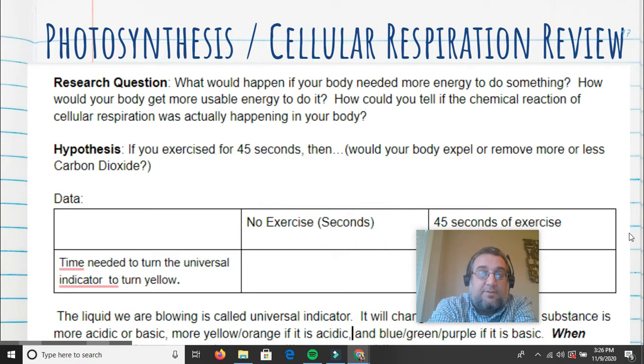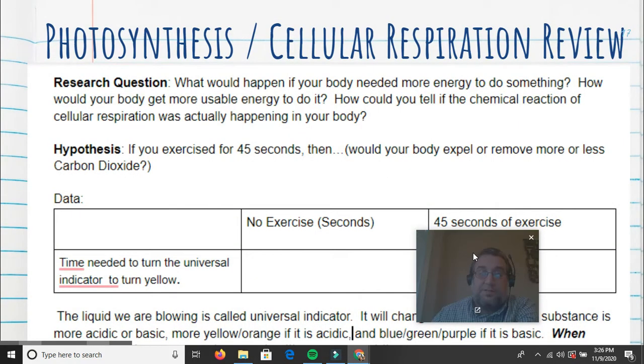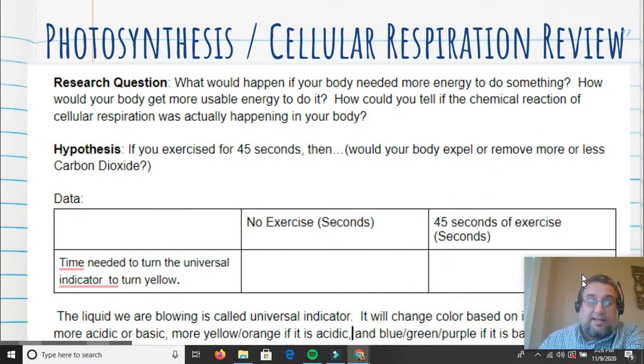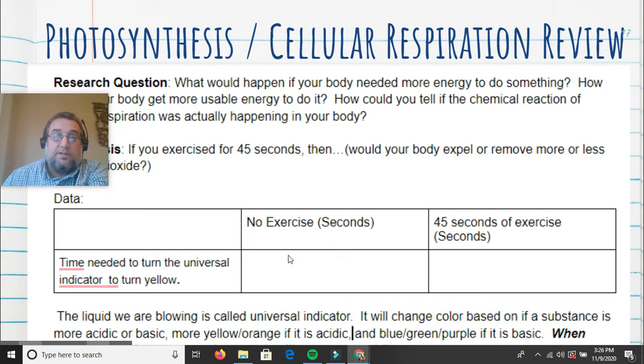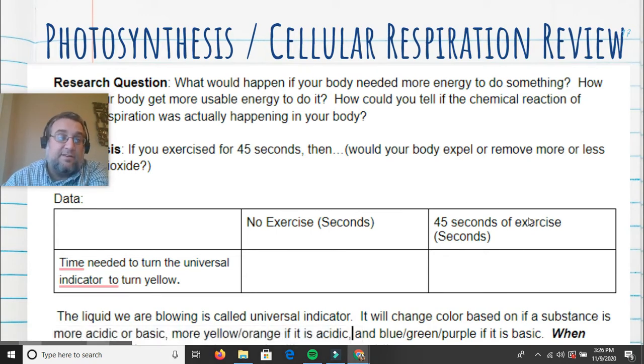Our hypothesis, our possible solution to our problem, our testable: if you exercise for about 45 seconds, then would your body expel more or less carbon dioxide? Go ahead and finish the hypothesis. Think about everything that you know. Remember, carbon dioxide is something that's made during cellular respiration. We're going to do something with no exercise and see how much carbon dioxide we expel, and then I'm going to exercise for 45 seconds and see if I give off less or more carbon dioxide.